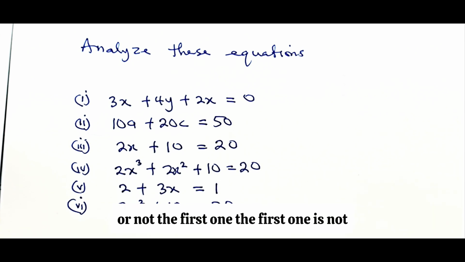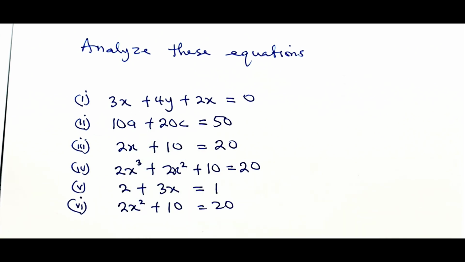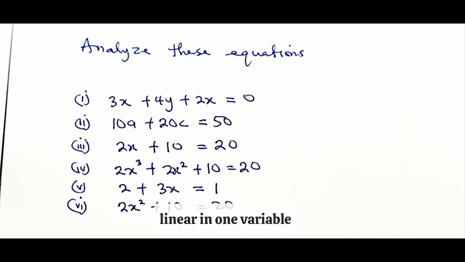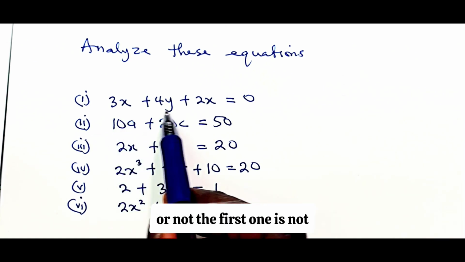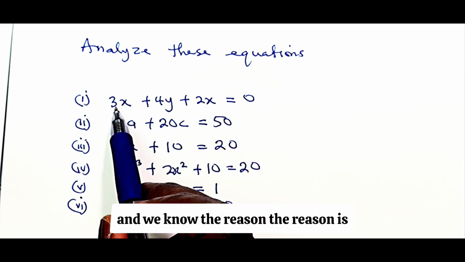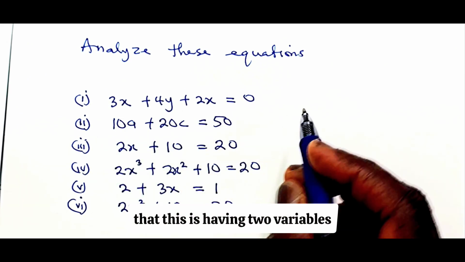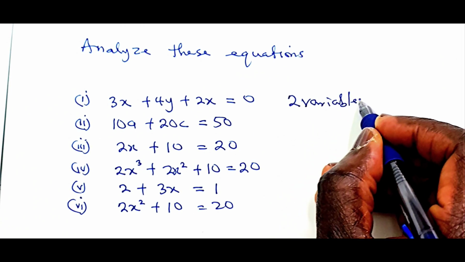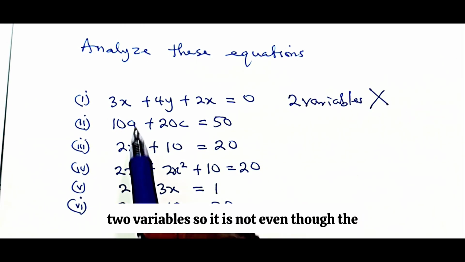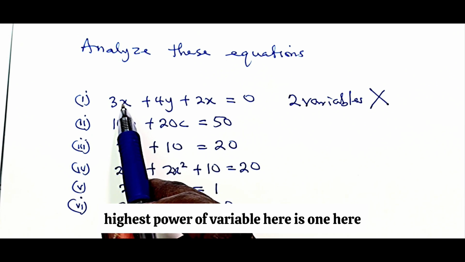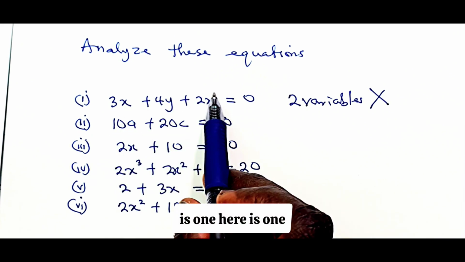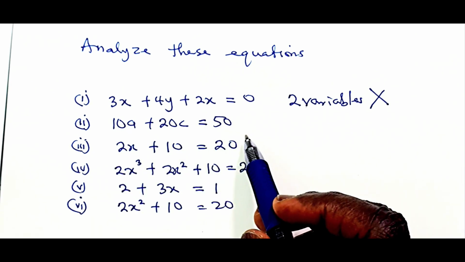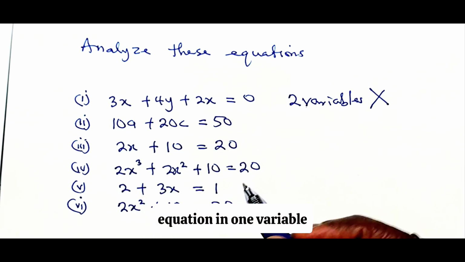The first one is not. We want to analyze this equation. Maybe they are linear in one variable or not. The first one is not, and we know the reason. The reason is that this is having two variables. So it is not. Even though the highest power of the variable here is 1, here is 1, here is 1, we are having two variables. So this is not a linear equation in one variable.